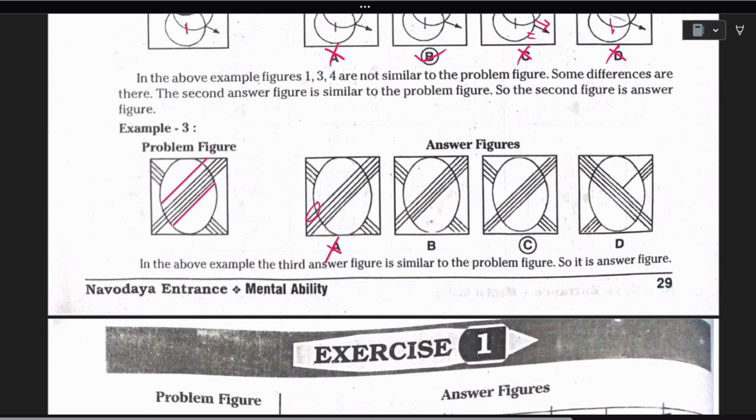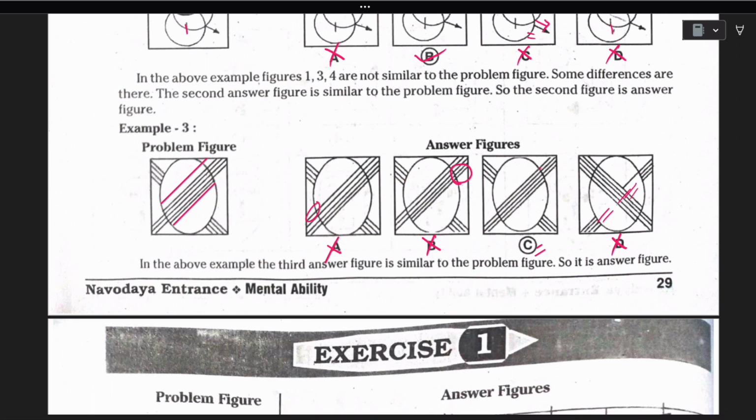And in B, check whether this line should not be there, right? But this extra line is given in B. So we will be eliminating B also. In D, many of the lines are missing. So we will be eliminating D also. Finally we have C. But before selecting C, we have to check whether everything is the same or not.